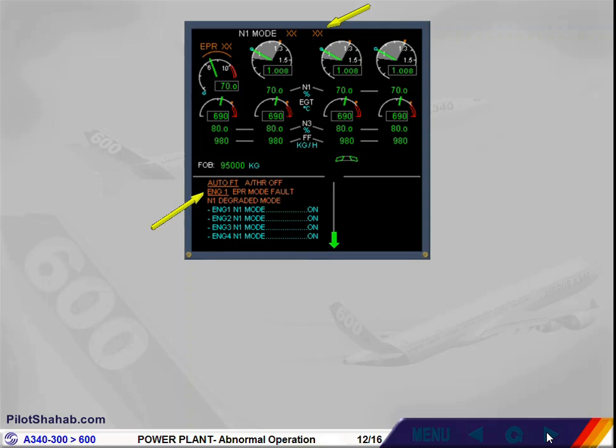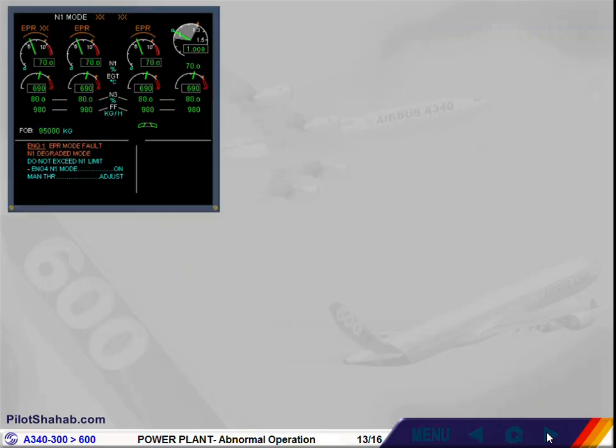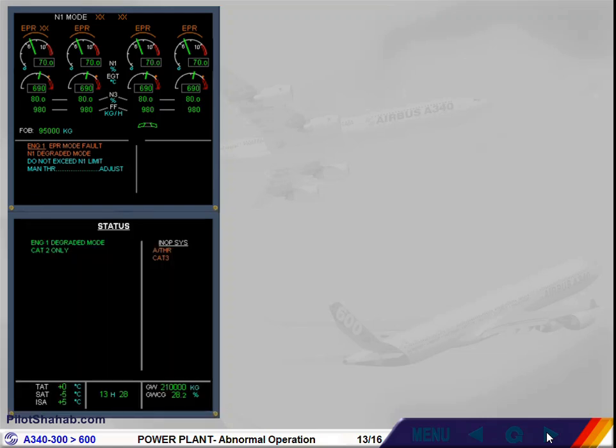N1 max amber index is unavailable. The system display page is displayed instead of the cruise page. When the procedure is completed and cleared, the status page reminds you of the inoperative systems.